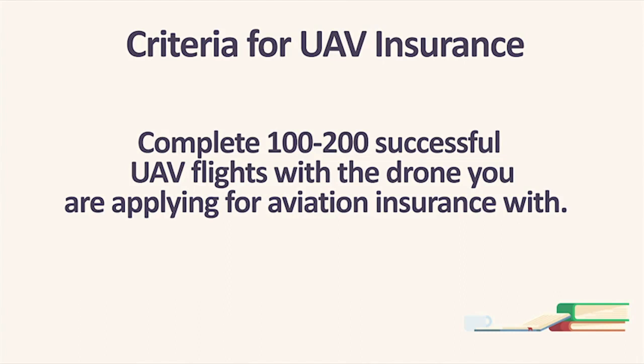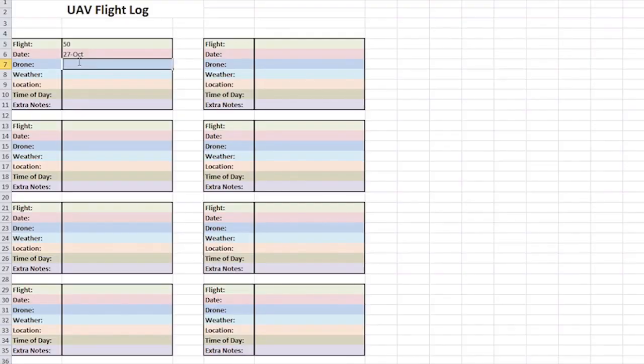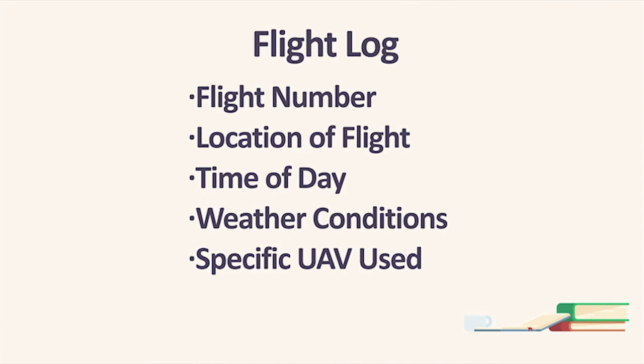The first is having completed 100 to 200 successful flights with the drone that you're planning on applying for insurance with. You'll need to keep what is called a flight log, either written or on a computer spreadsheet, and it's a good idea to always log the flight number, the location of the flight, the time of day, weather conditions, and the specific drone used.